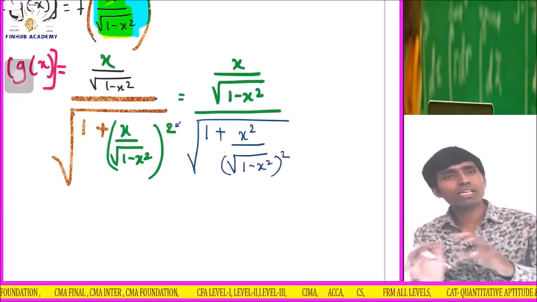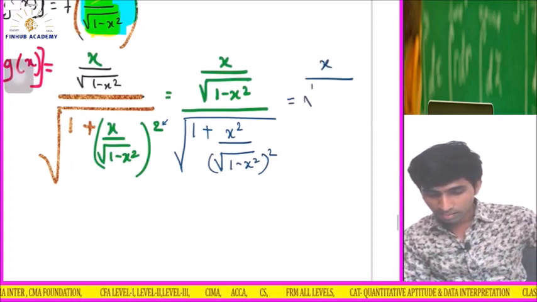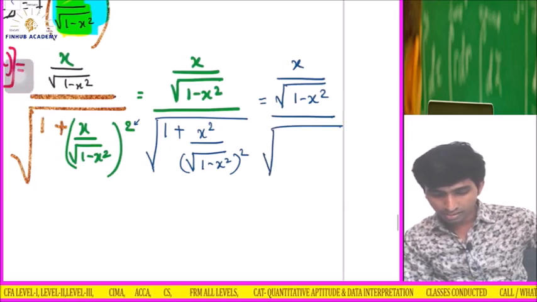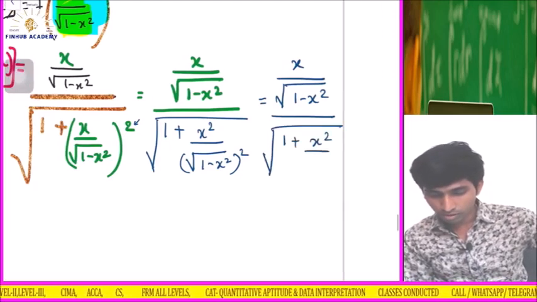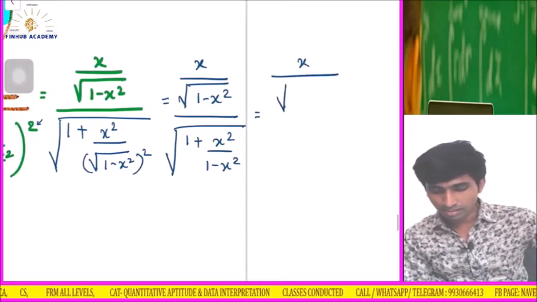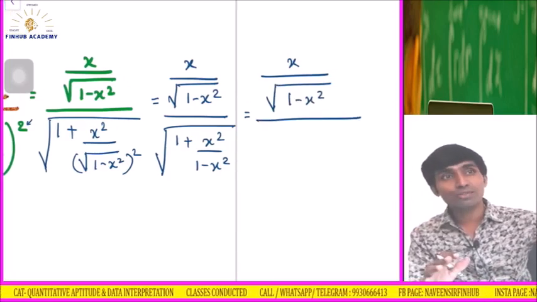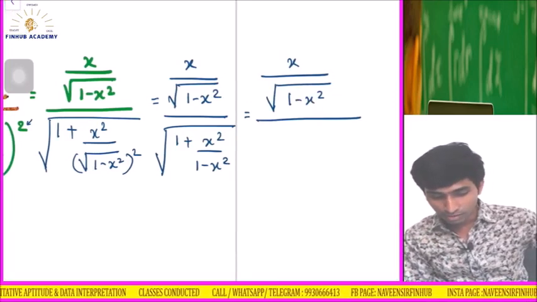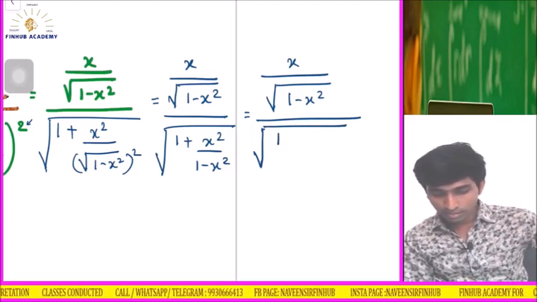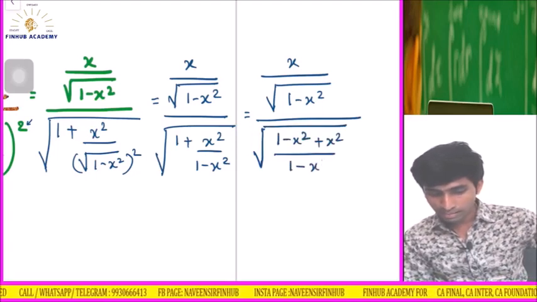Now root and square means that root will be removed, so ultimately I am left with x upon under root 1 minus x square, the whole divided by under root 1 plus x square upon 1 minus x square. So understand, it's simple, it is only algebra and otherwise the question is easy. 1 minus x square, as it is numerator, I know that numerator and denominator will get cancelled, so I am doing this, here I will cross multiply, so it is under root, 1 into 1 will be 1 minus 1 into 1 minus x square will be x square plus x square upon 1 minus x square.